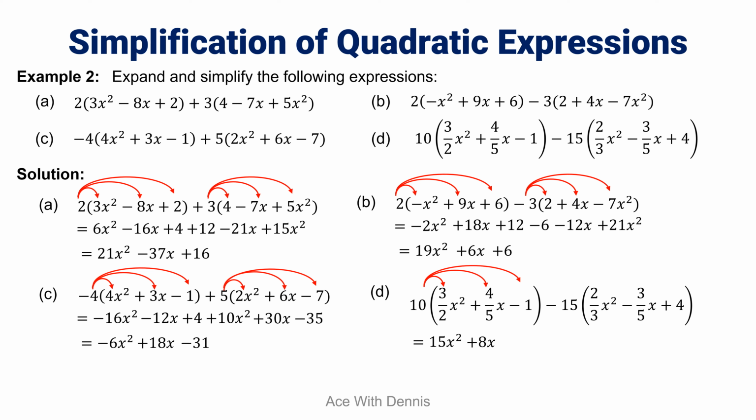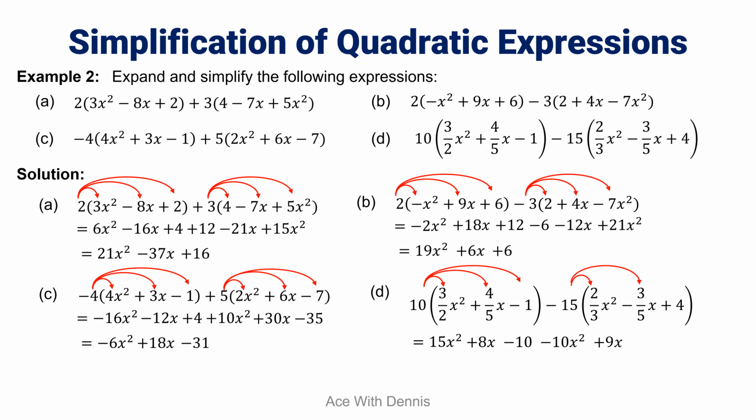Followed by negative 15 times 2 over 3 x squared, we get negative 10x squared. Negative 15 times negative 3 over 5 x, we get plus 9x. Negative 15 times 4, we get minus 60.